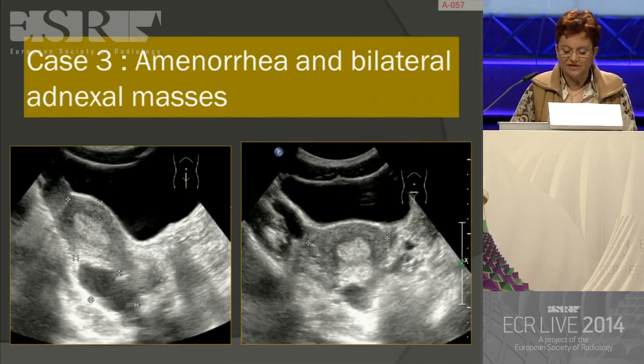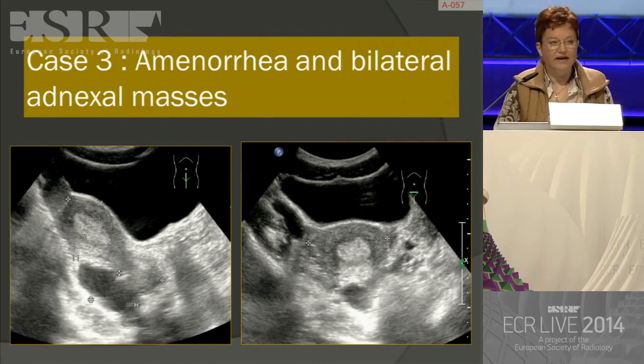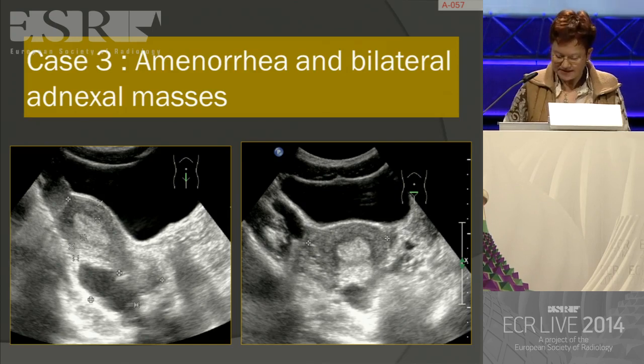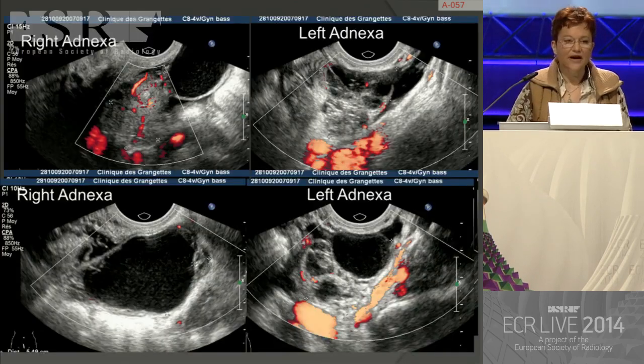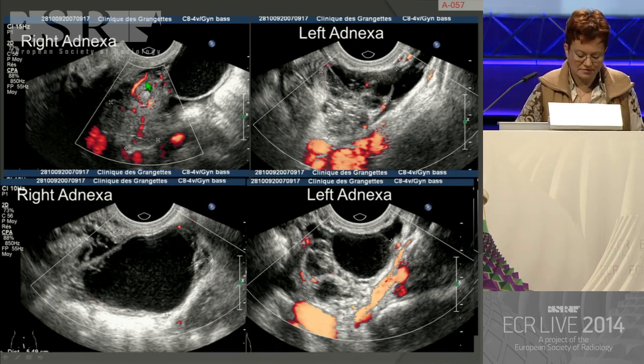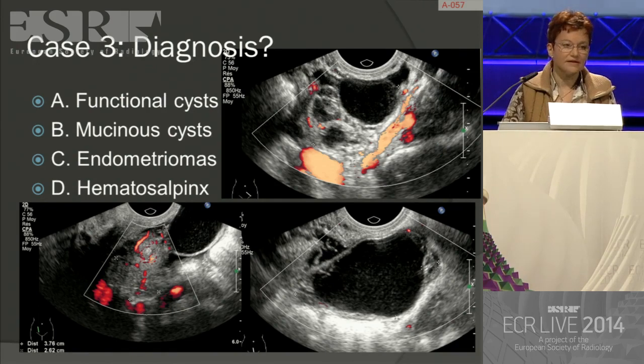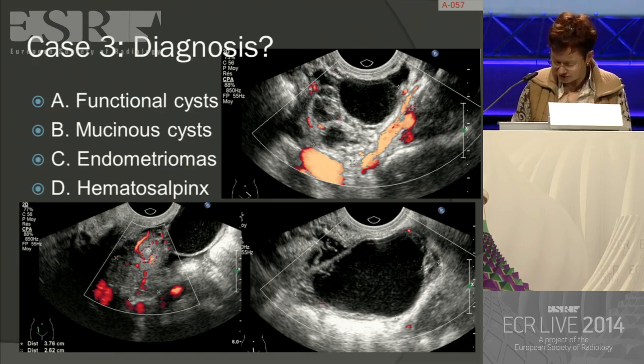This is patient 3. She complains about amenorrhea and bilateral adnexal masses. I show you first the transabdominal images, sagittal and axial. And now you have both adnexa. Here, the right one, sagittal images, axial images, and here the left adnexa. So my question is, actually both sides have the same pathology. Are these functional cysts, mucinous cysts, endometriomas, or hematosalpinx? Please vote.